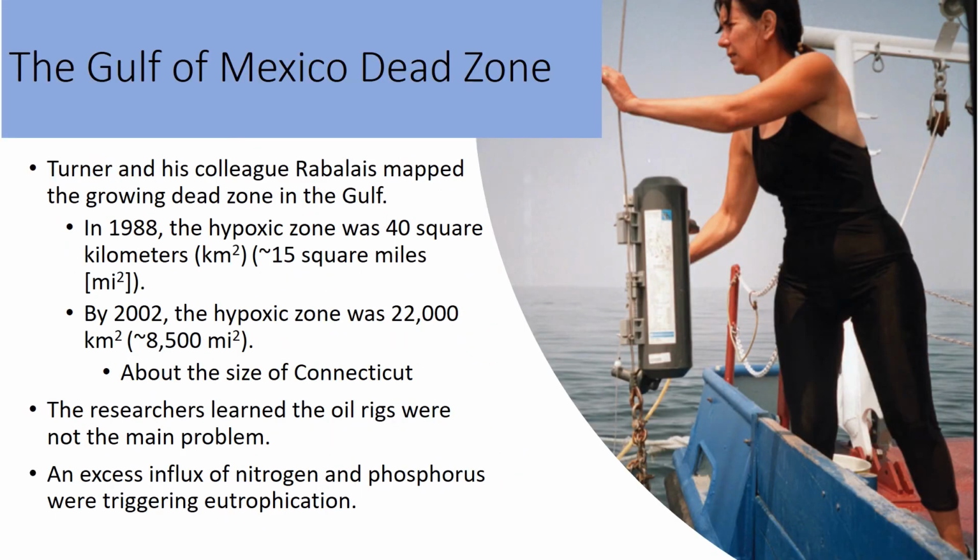And so this is an example of a study where people were trying to understand the size of the dead zone in the Gulf of Mexico. In 1988, it was actually 40 square kilometers in size. And then over time, by 2002, the hypoxic zone was 22,000 square kilometers, which is about the size of Connecticut. And a lot of this wasn't having to do with oil rigs. It was actually because of influx of nitrogen and phosphorus into the Gulf of Mexico because of agricultural activity.